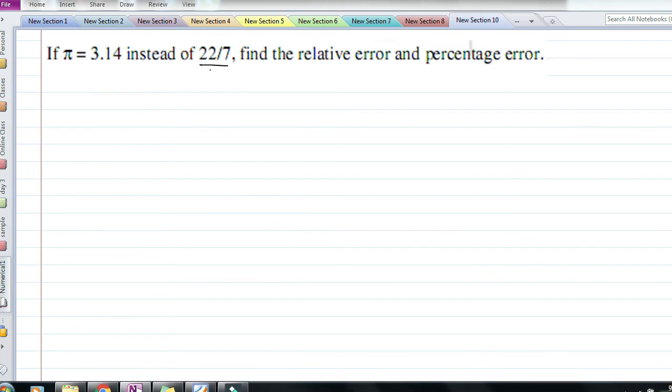Let us see how to solve these two questions now. So here we have a question which says pi equals 3.14 instead of 22/7, and you are supposed to find the relative error and the percentage error. So first we will find out what is the actual value. The actual value is 22/7. So let's find out its decimal equivalent.